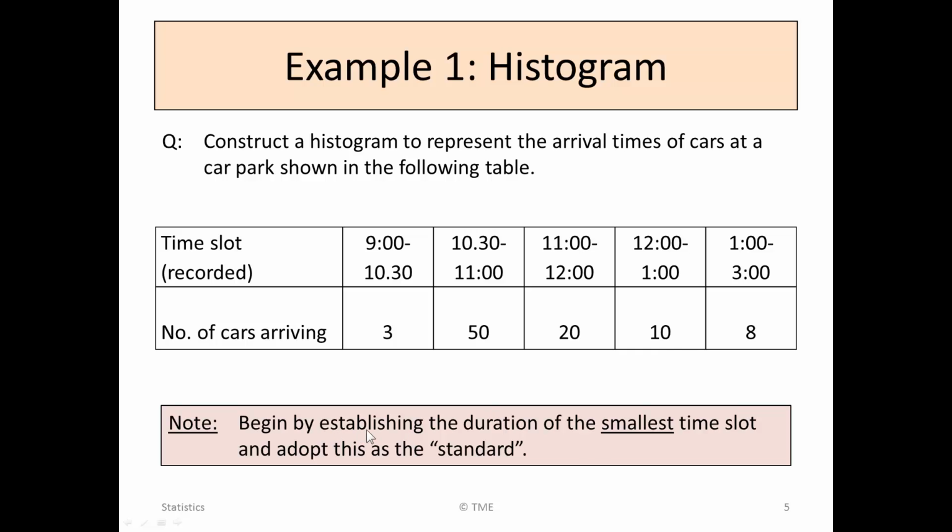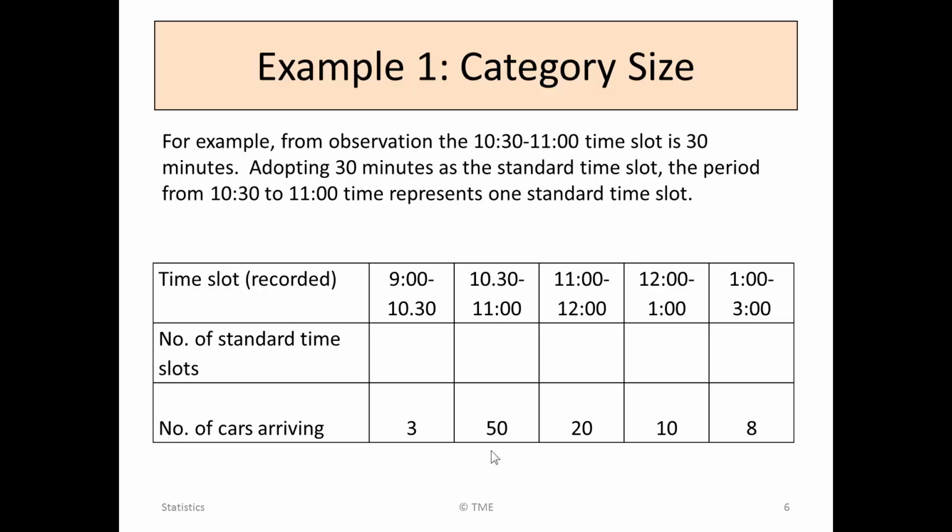We're going to begin by establishing the duration of the smallest or the shortest time slot. We're going to adopt this as the standard. So if we look at the time slots from observation, the 10:30 to 11 slot is 30 minutes. This is an hour and a half. 11 to 12 is 1 hour. So by observation, this appears to be the shortest, the 30 minutes. That's 1 hour and that's 2 hours. So we're going to assume that that's the shortest time period and we're going to use that as our standard. So we're going to call that one standard time slot for the half hour.